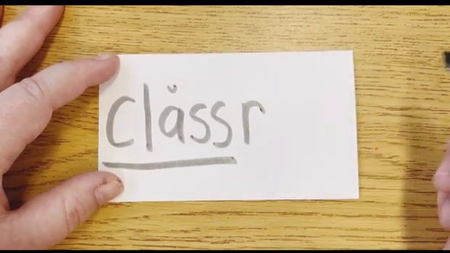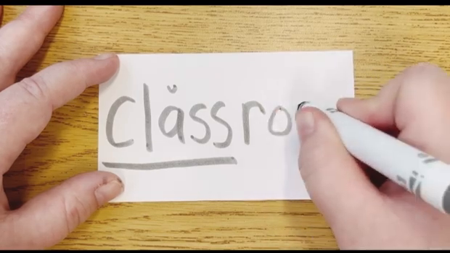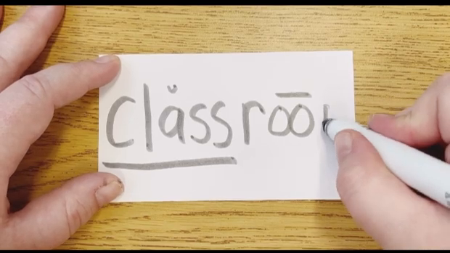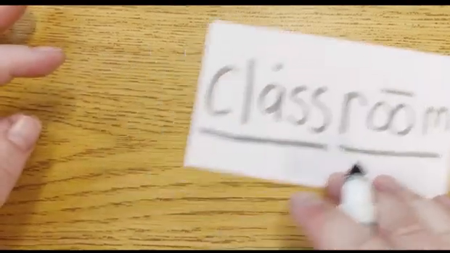Ooh. How do I spell ooh? That's right. I need two O's. Class. Room. Classroom.